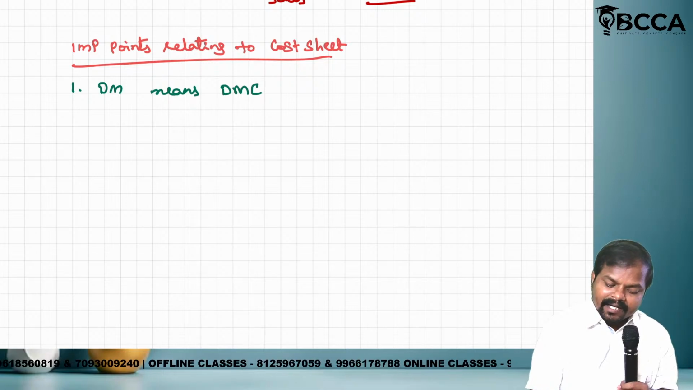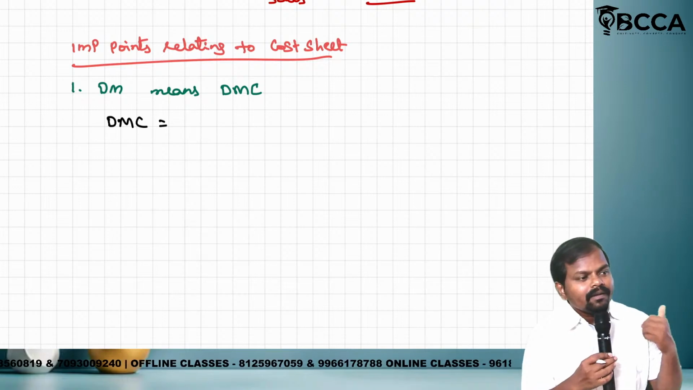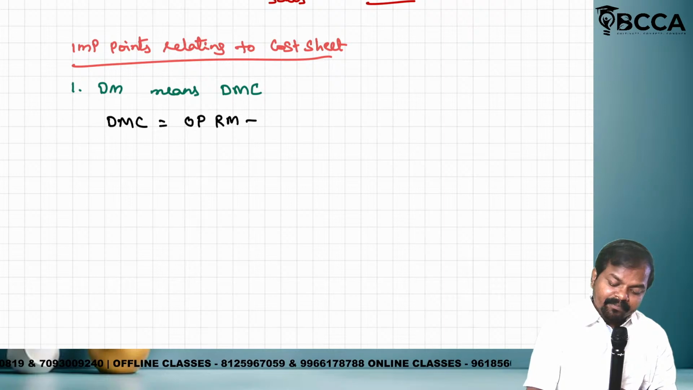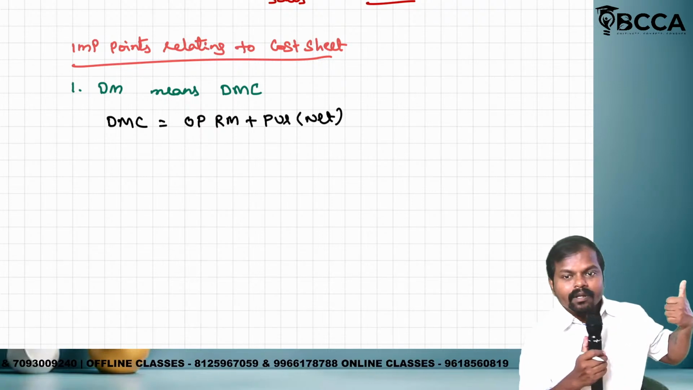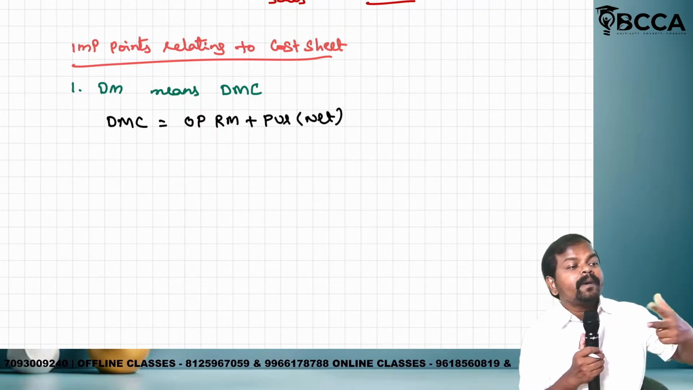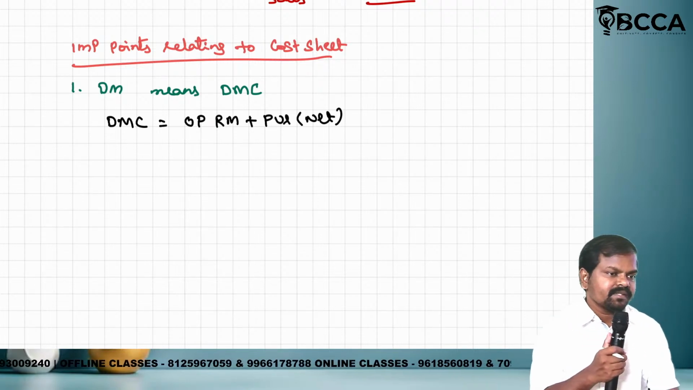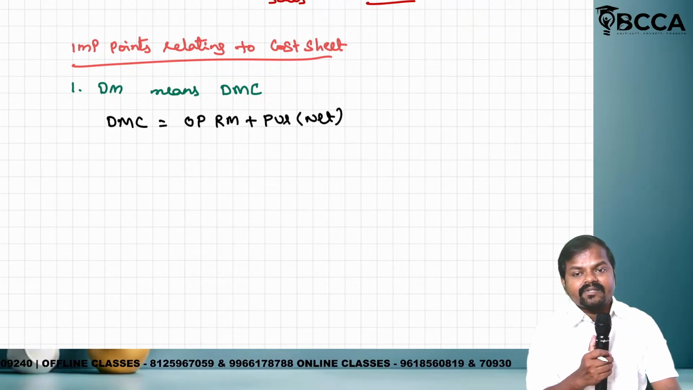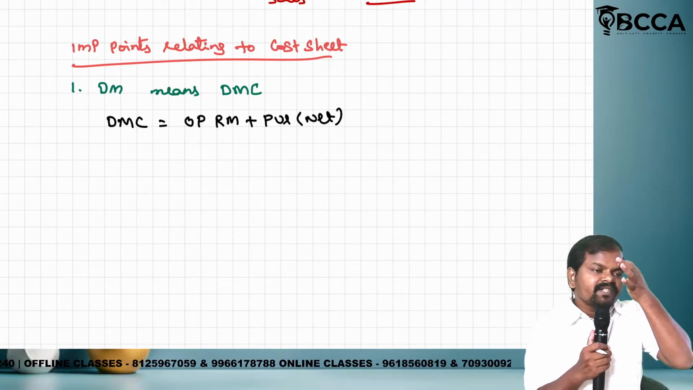What is the formula for direct material consumed? DMC. Hello, direct material consumed, what is the formula? Opening stock of raw material plus purchases, in brackets, net. Net means purchase minus purchase returns, and that is called net purchases. Gross purchase means without adjustment of purchase return. Net purchase means after adjustment of purchase return.